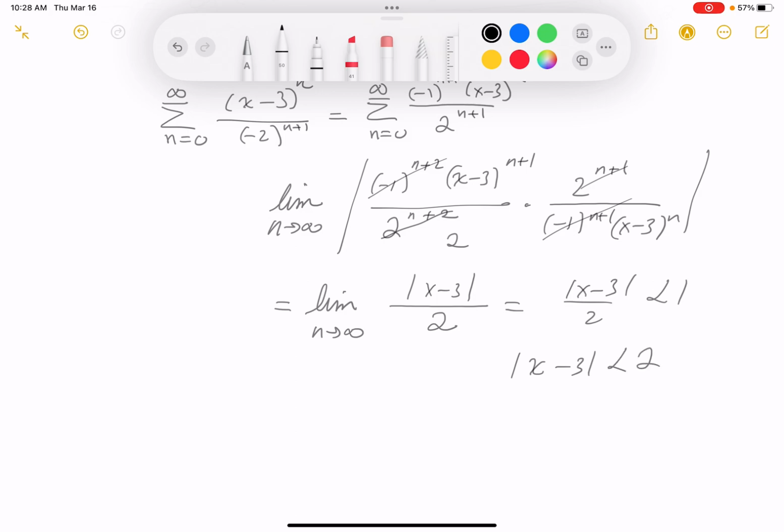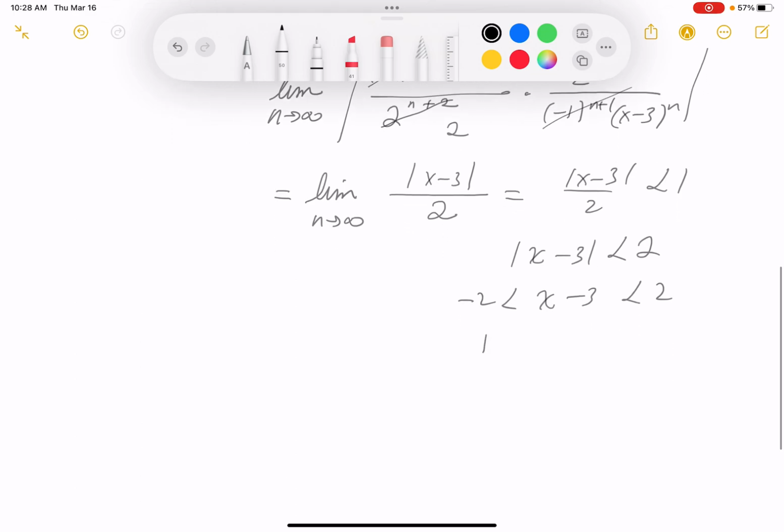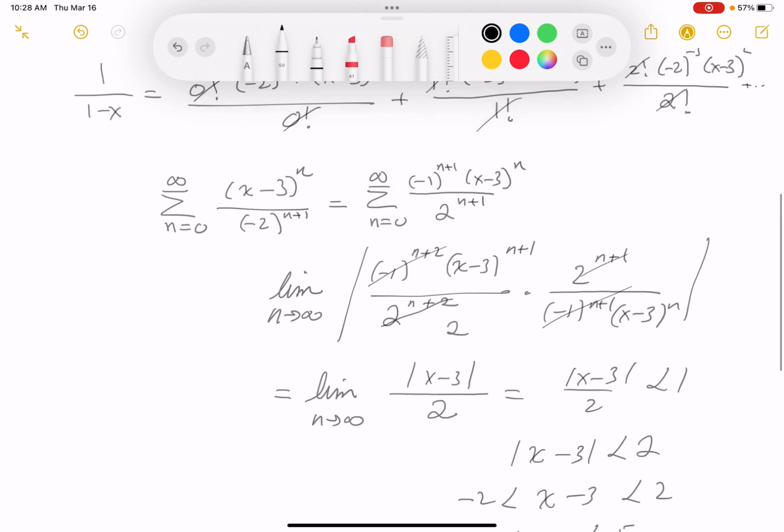less than 2, which means x minus 3 is between 2 and minus 2. I'm going to add 3 to all sides. I get 1, I get x, and then I get 5 over here. The length of that interval is going to be 4 units, so I can write the radius down. So let's go back up here. The radius is equal to 1.